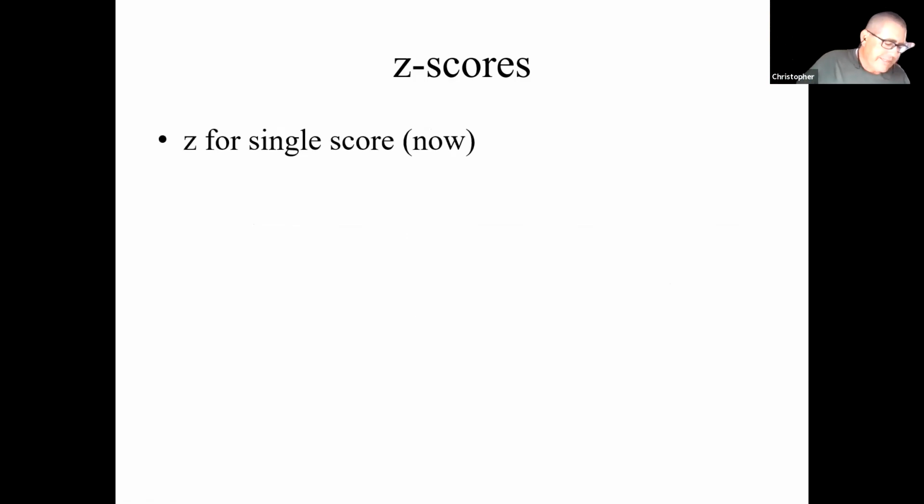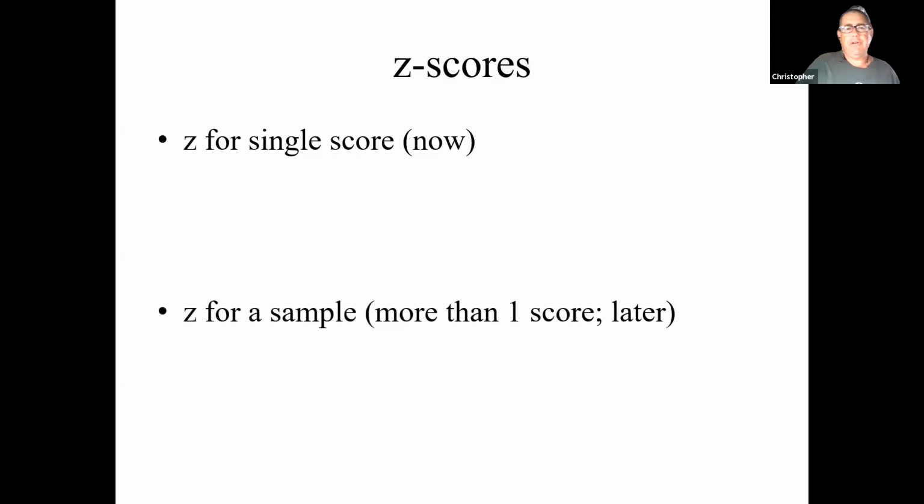If you Google Z-scores, you'll probably find multiple formulas for them. I want to highlight both of them, even though we're only using one of them at this point. So for a single score and for a sample, which we'll talk about in a section later on. For a single score, the formula is simply the difference between the individual score and the mean divided by the standard deviation. So if the individual score is the same as the mean, the Z-score would be 0. If it's above the mean, the Z-score would be positive. If it's below the mean, the Z-score would be negative.